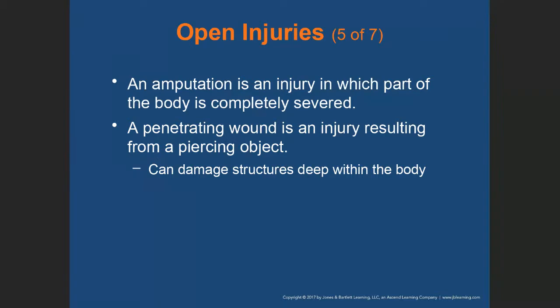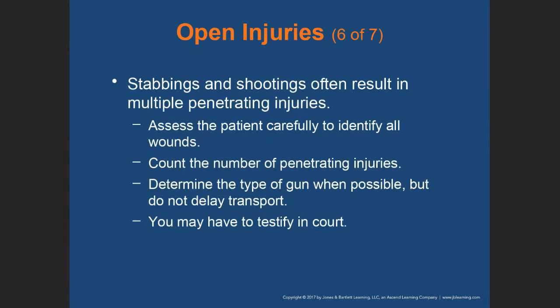A penetrating wound is an injury resulting from a piercing object. It can damage structures deep within the body. Stabbings and shootings often result in multiple penetrating injuries. Assess the patient carefully to identify all wounds. Pay close attention to the wounds that are in central locations: chest, abdomen, neck, head, groin area. Central location, pay close attention to those wounds.